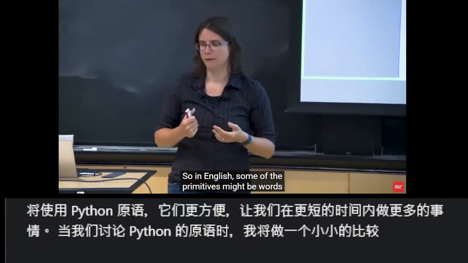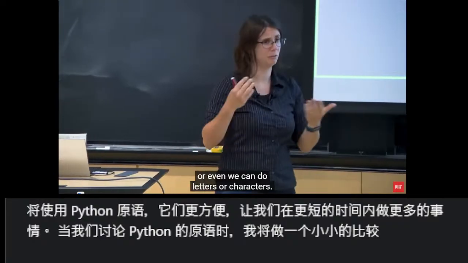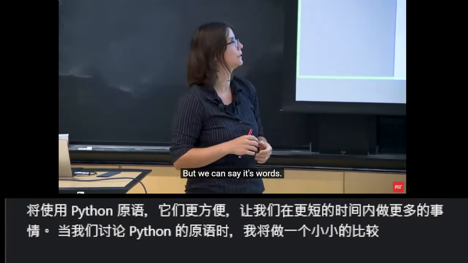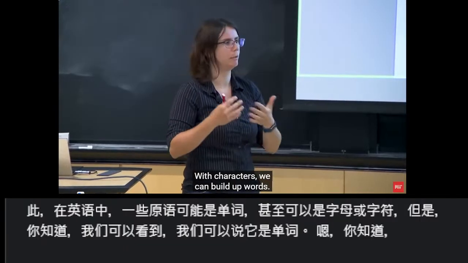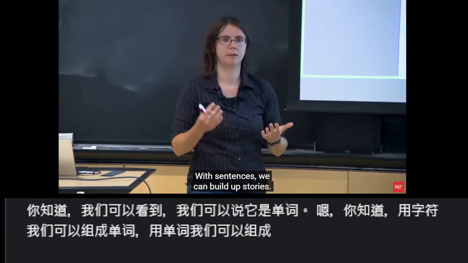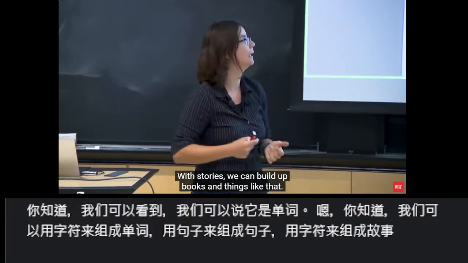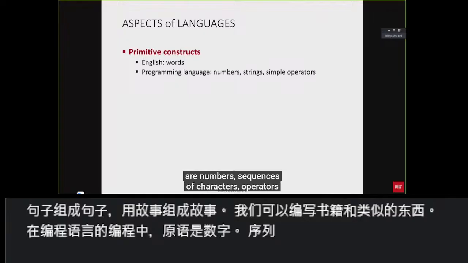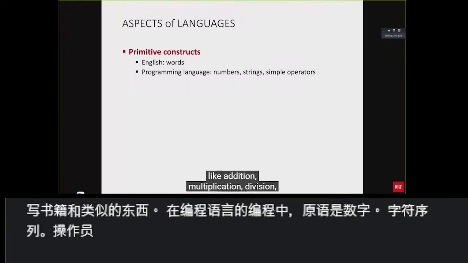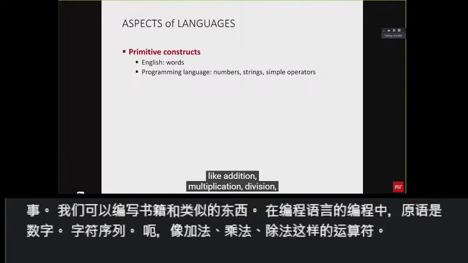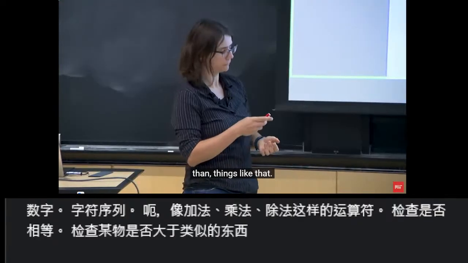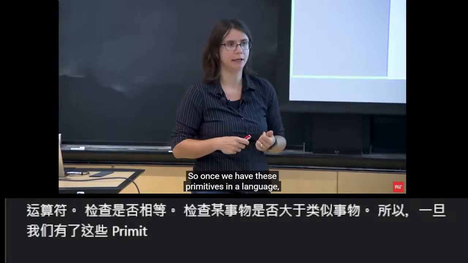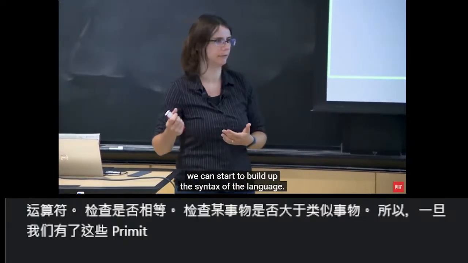So in English, some of the primitives might be words, or even we can do letters or characters, but we can say it's words. With characters, we can build up words. With words, we can build up sentences. With sentences, we can build up stories. With stories, we can build up books and things like that. In programming languages, the primitives are numbers, sequences of characters, operators like addition, multiplication, division, checking for equality, checking that something is greater than, things like that. So once we have these primitives in a language, we can start to build up the syntax of the language.